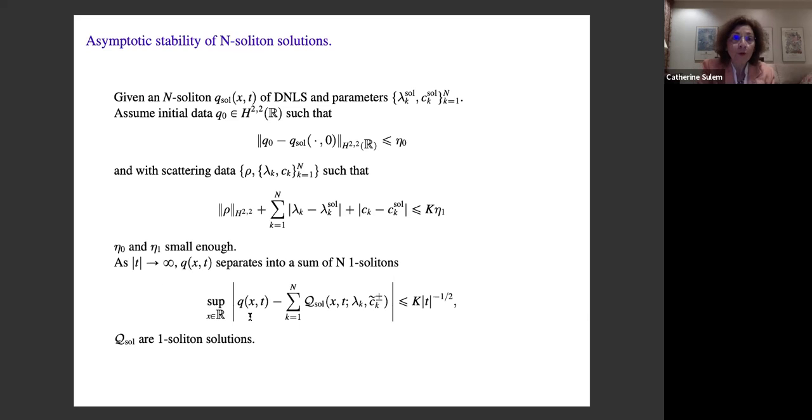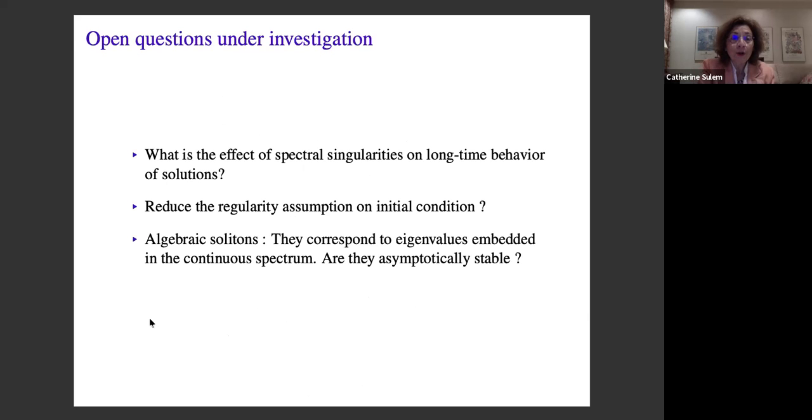And I will conclude the talk by discussing some questions that are under investigation, for which there has been no progress so far. One is that the long time behavior and the separation into different separated solitons is obtained in the absence of spectral singularities. So the question is, what happens when spectral singularities are present, and what are the effects?